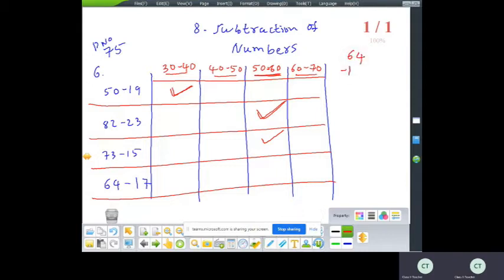64 minus 17. Subtract 17 from 64. Here 64 is the bigger number on top and 17 is the smaller number at the bottom. As subtraction happens from a bigger to a small number, we take the small number from the big number. Here subtraction is possible, right?